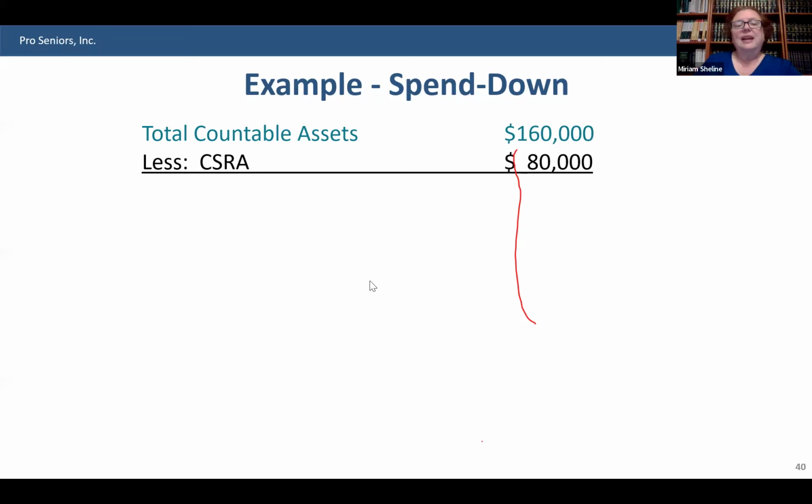At $160,000 of countable assets, we're in the middle of that CSRA, i.e. a 50-50 split. So we take off the top $80,000. That leaves resources allocated to the institutionalized spouse of $80,000.